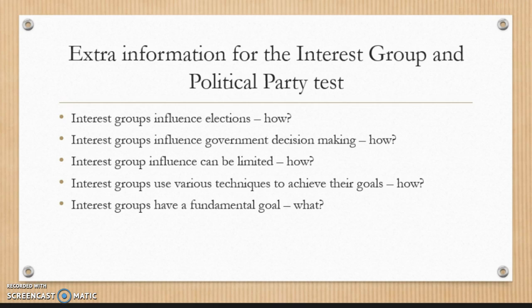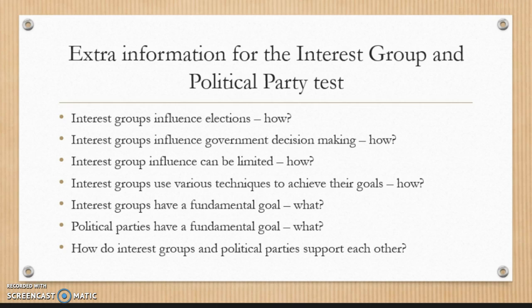Interest groups have a fundamental goal. What is that fundamental goal? To influence public policy, to influence government, to change laws. What's a fundamental goal of political parties? To elect people to office and control government.